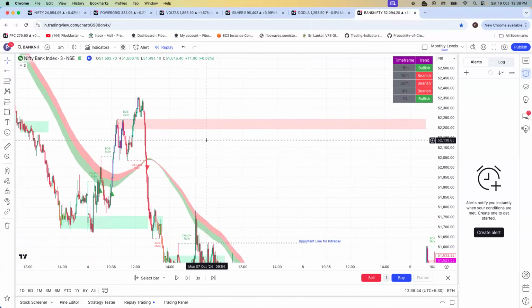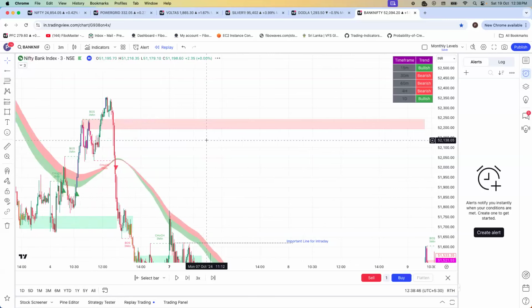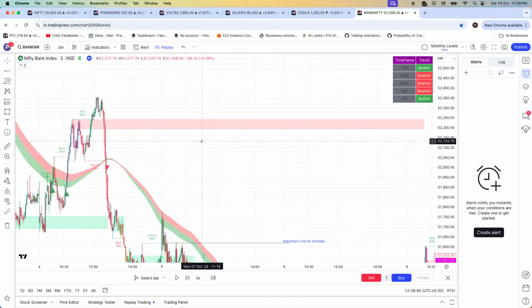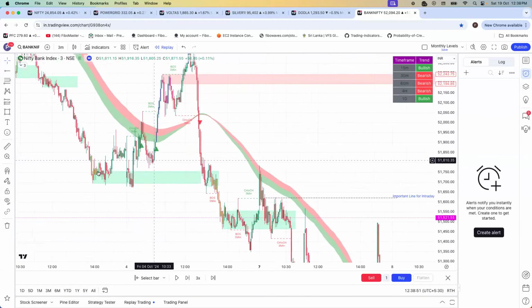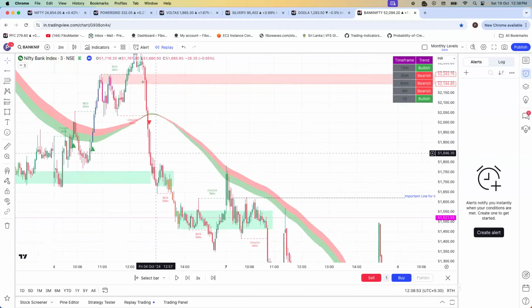How many support and resistance levels do I have to draw in the chart? Yes, you have to do it, and you have to see that, because those are the areas we should not miss out. This is the one which you need to have. Whenever the red and the green are forming, treat them as support and resistance.